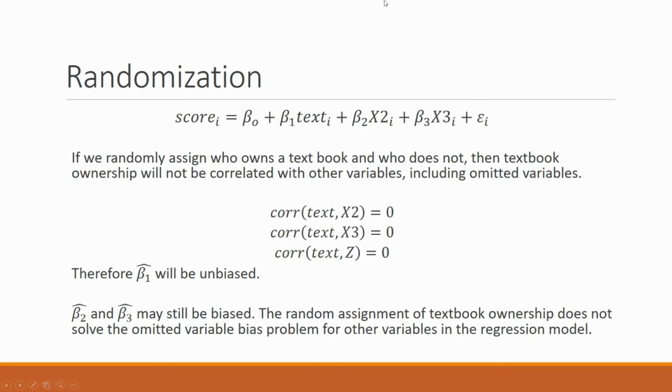If I wanted to know whether or not beta 2 and beta 3 were biased, I would have to do the same thing that I normally do, and that is see if there's any variables that are omitted from the model that are correlated with x2 and correlated with the dependent variable, scores. Okay, so randomizing textbook does not make beta 2 hat or beta 3 hat unbiased. It only makes beta 1 hat unbiased. All right, so randomly assigning the textbook ownership does not solve the omitted variable bias problem for other variables in the regression model.